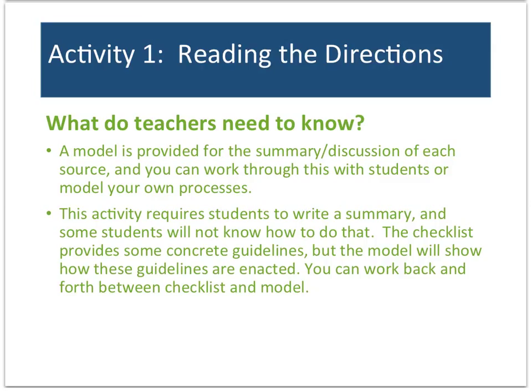This activity requires students to write a summary, and some students will really not know how to do that. So the checklist that is there for students to use provides some concrete guidelines. The model will show how these guidelines are enacted, and what you can do is you can work back and forth between the checklist and the model. That is, you're going to go over the model, then when you get to the checklist, talk about each of the items on the checklist and help students to find where those are instantiated in the model itself, and that will help them figure out how they're going to be writing their summaries.